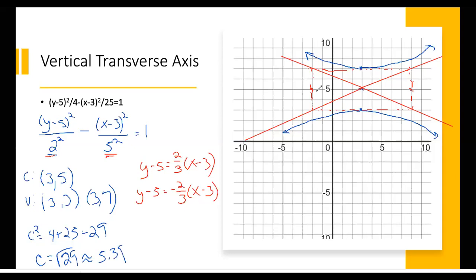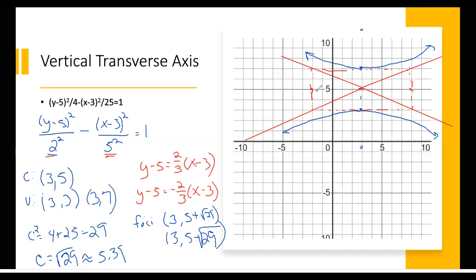So we're going to move 5.39 from our center. 2, 3, 4, 5. So we have a focus here, and we have a focus up here. We can write our foci as, again, we're moving in our y direction. So this is 3, 5 plus the square root of 29, and 3, 5 minus the square root of 29.